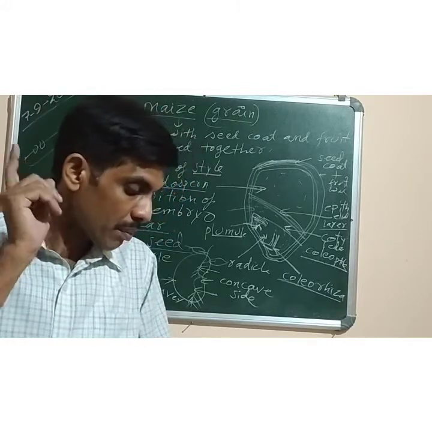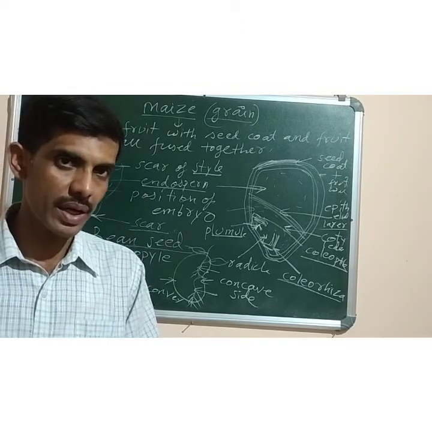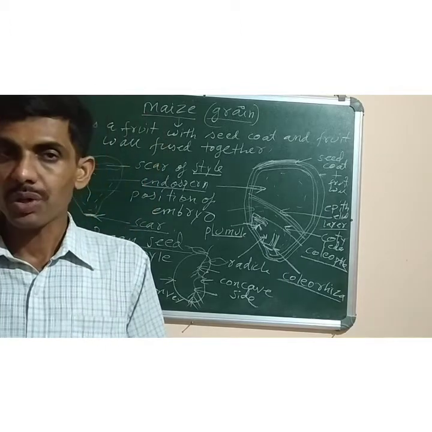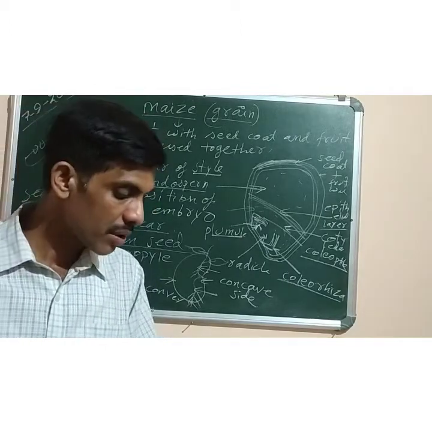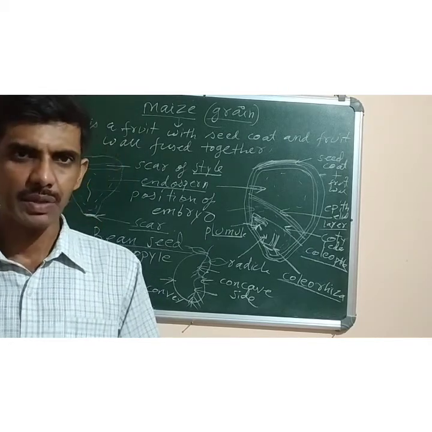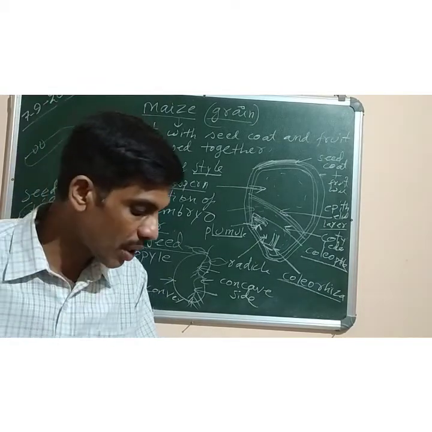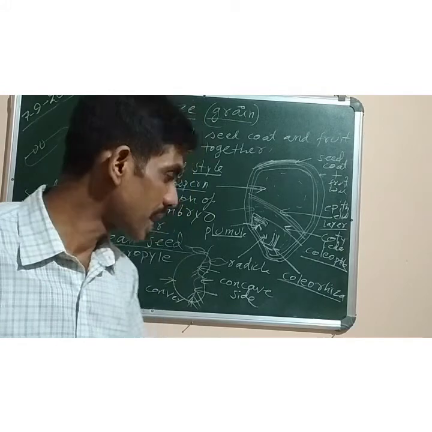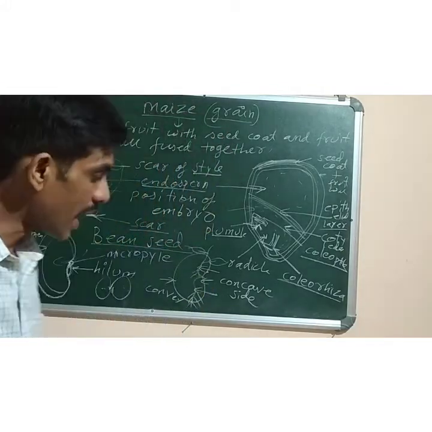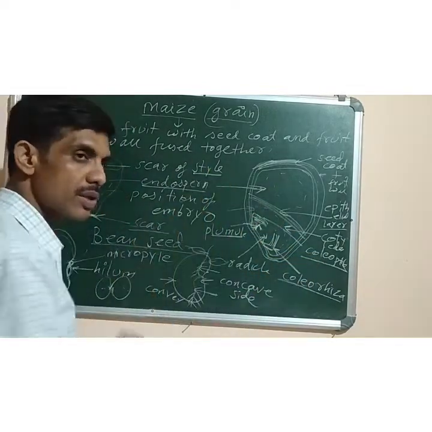Number one, monocot seed contains only one cotyledon, whereas dicot seed contains two cotyledons. Number two, in monocot seed there is plenty of endosperm present, so it is called endospermic seed. In dicot there is no endosperm, so it is called non-endospermic seed, and if present it is very little. Number three, monocot seed like maize has a very small embryo, but in case of dicot, the embryo is quite big in size.